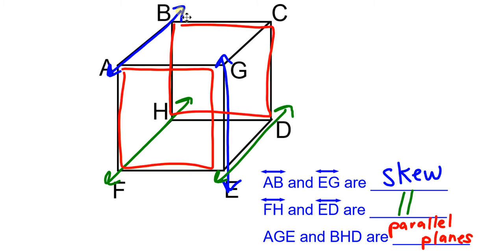So you may be given lines or planes, and you may have to identify, are they skew, are they parallel? Maybe they're neither, maybe they just intersect, or maybe they're parallel planes if I give you two planes.